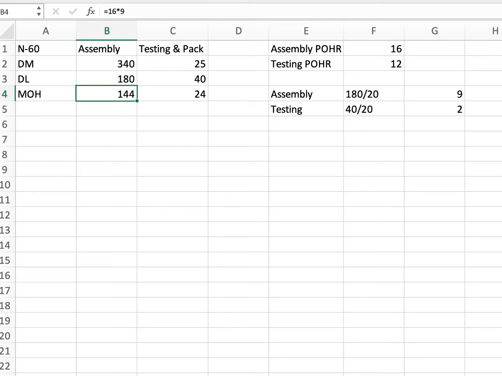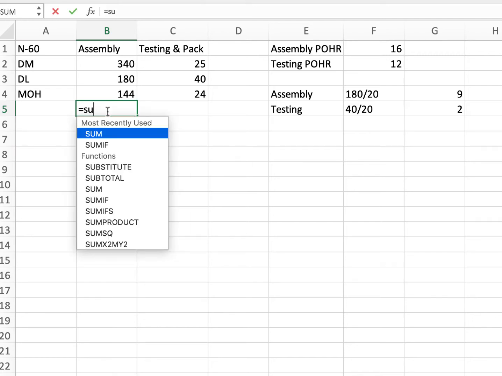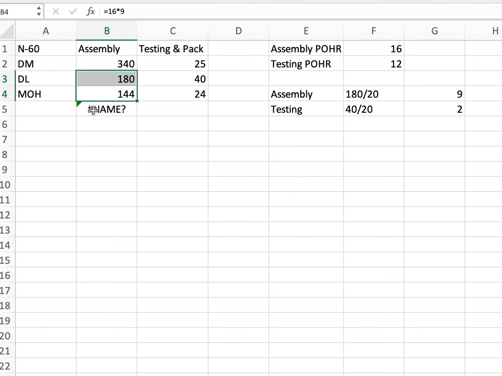So I'm going to add all these up. I'm just going to use my sum function. Oh, did that wrong. Sorry. Equals SUM, put my colon. I'm going to add all these. Why is that wrong?